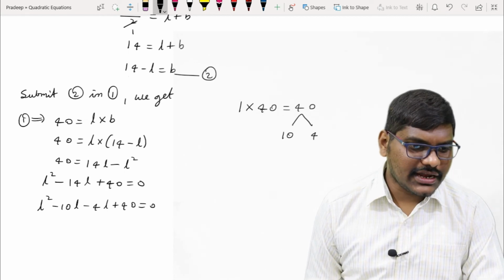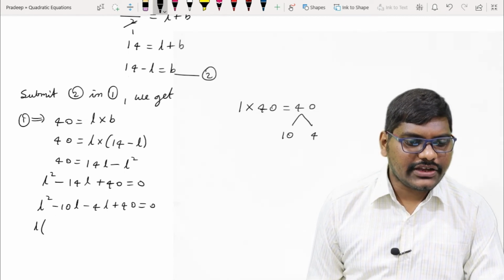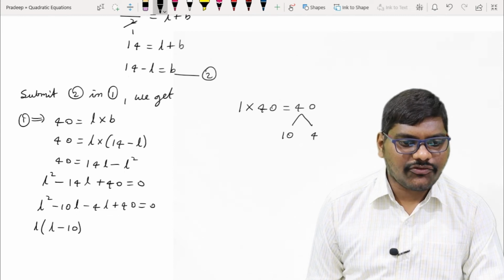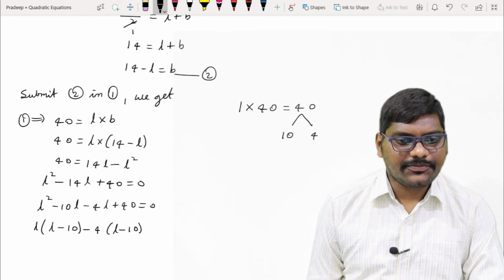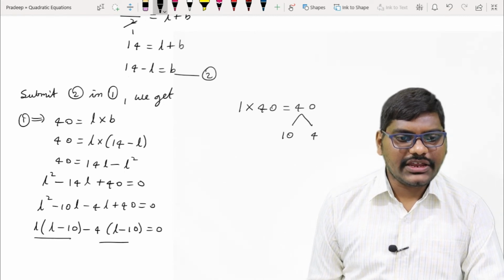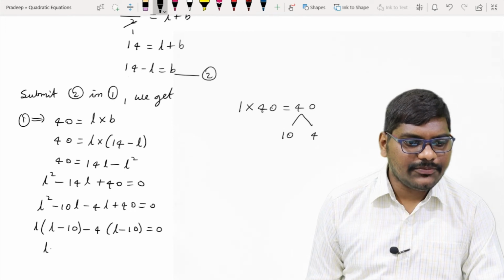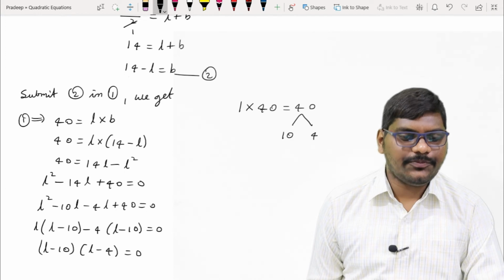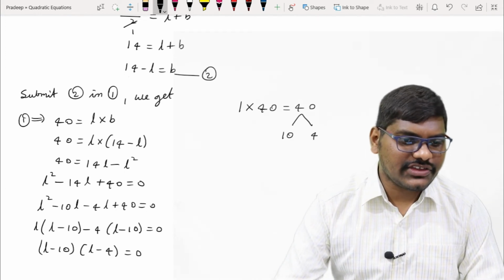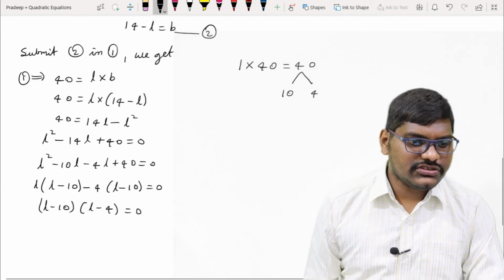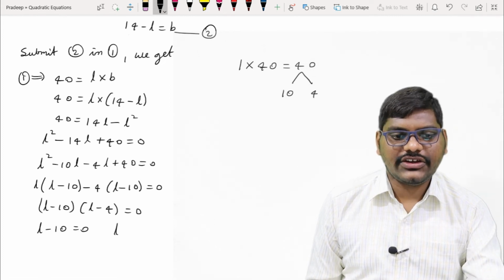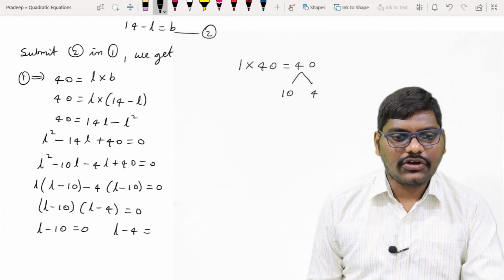Alright. So now here I'll just take L common. So when I take L common, I'm left with L minus 10. Here I'll just take minus 4 common. So then I'll be left with L minus 10. Okay. From here and here I can take L minus 10 common. So I'll be left with L minus 4 equal to 0. Okay. So each of these factors I'll take separately. So this I'll write as L minus 10 equal to 0, and this I'll write as L minus 4 equal to 0.